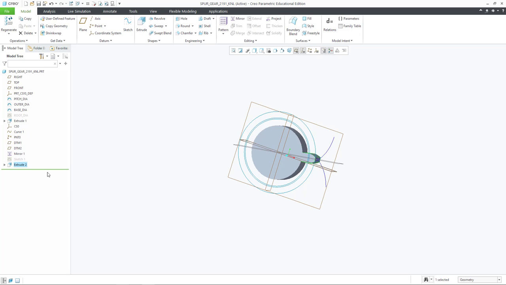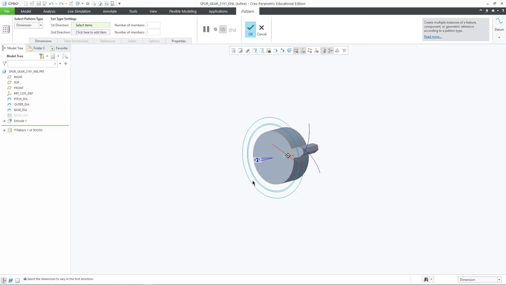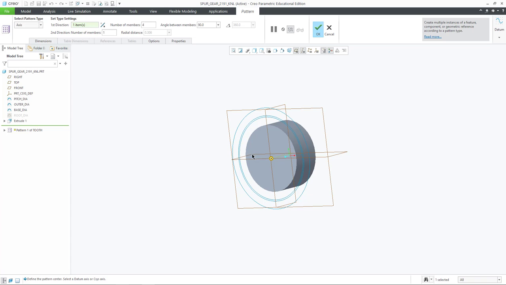All right, I'm going to take all of that geometry, the coordinate system, the curve, the points, all of that stuff. I'm going to highlight all of it and group it, and I'm going to call that the tooth. All right, take that tooth, give it a pattern. We'll make that an axial pattern around the center axis, and we're going to have 11 teeth filling up the full 360 degrees.